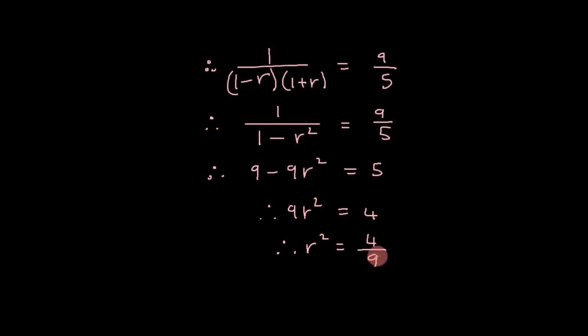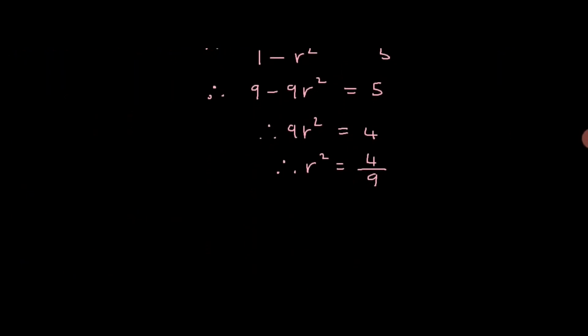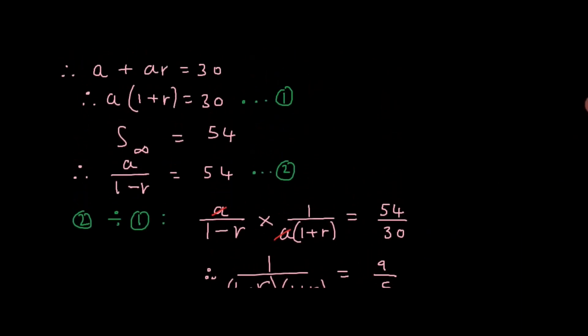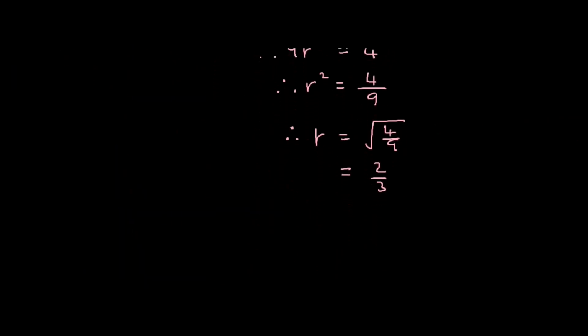So 4 over 9. Now, we were told to find the positive common ratio and the first term. So when we take the square root on the right-hand side, we don't have to worry about the negative. So it's going to be the positive square root of 4 over 9. And this, of course, is 2/3. Now that we have R, we can substitute it back into equation 1. So substitute R equal to 2/3 into equation 1.